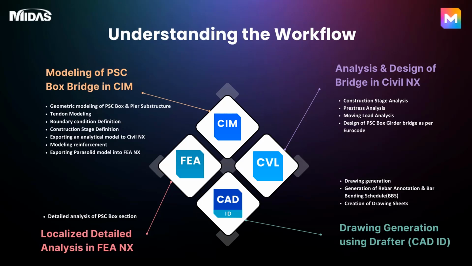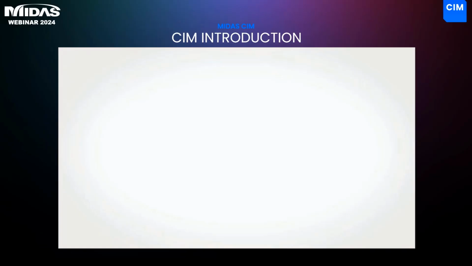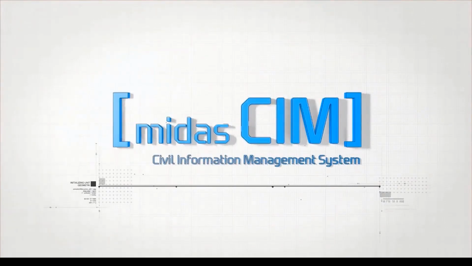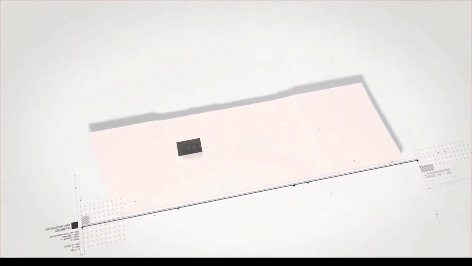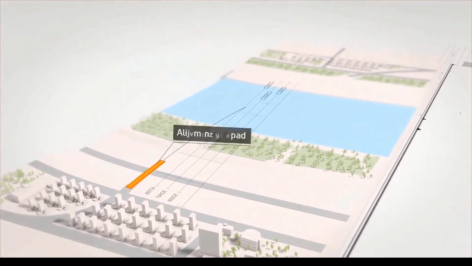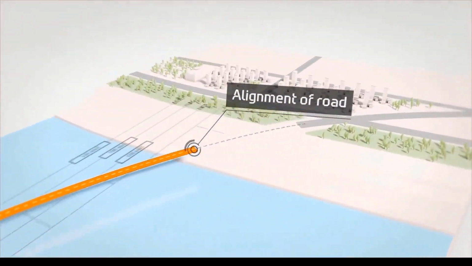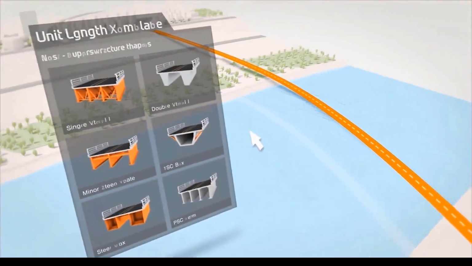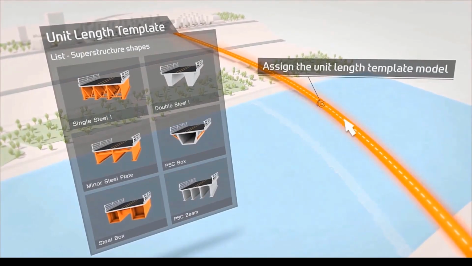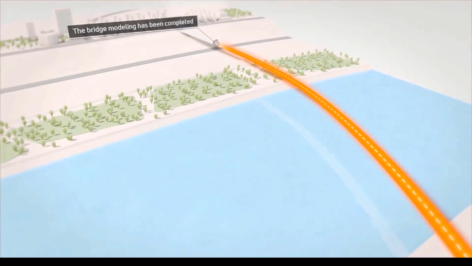So next, let us have a brief introduction about MIDAS CIM. So first, let's try to understand the different capabilities of CIM using this conceptual video. So you can directly import the geographical information into the CIM model. So it can either be the terrain or it can be the alignment of the bridge. So once you import the alignment, then you can directly assign the cross section to the alignment so that the 3D geometry of the particular bridge is modeled.